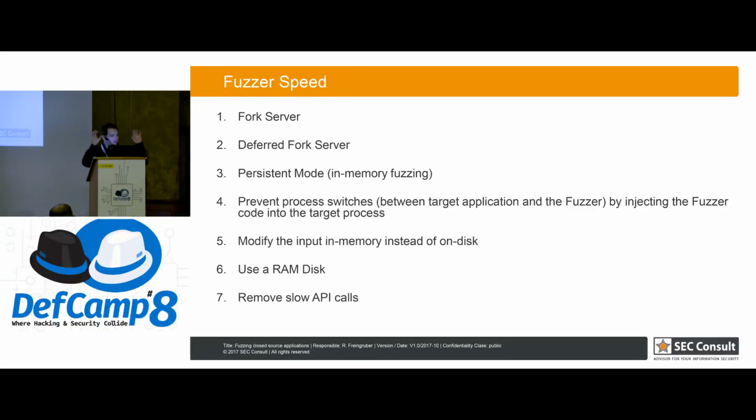That means process switches have to occur between the 2, which slow down the fuzzing process, and AFL is modifying the files on disk and not inside the memory of the application, which is also slow. Which, for example, libFuzzer is doing better. And you can then, for example, also use a RAM disk, or you can even remove API calls, slow API calls, or you can even go so far that you're executing Windows applications on Linux so that they're executing faster, and so on. So there are many techniques you can use there.